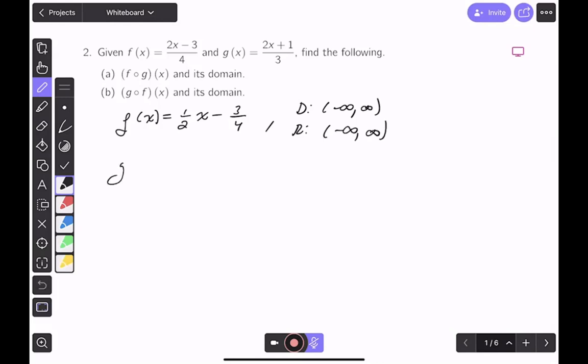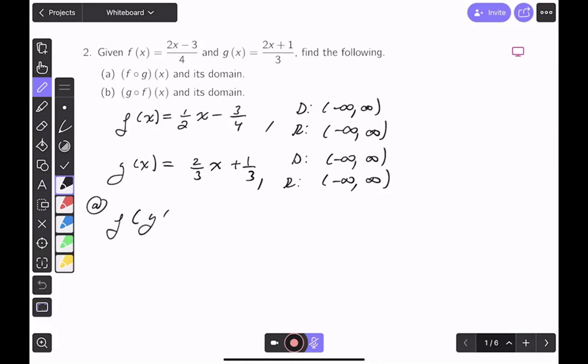Let's put down g of x. And what's g of x? Well, it's going to be 2/3 of an x plus 1/3. Again, it's another simple line, domain being all the real numbers and the range being all the real numbers. Now, what's their question? Their question is, find the composition f of g of x. Let's write this down. This is A, f of g of x.